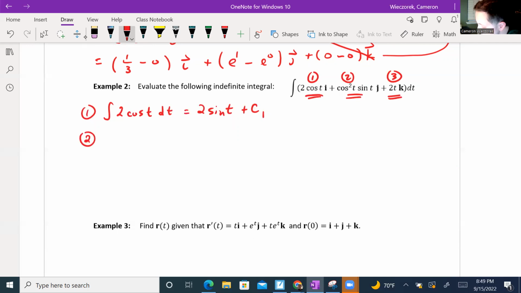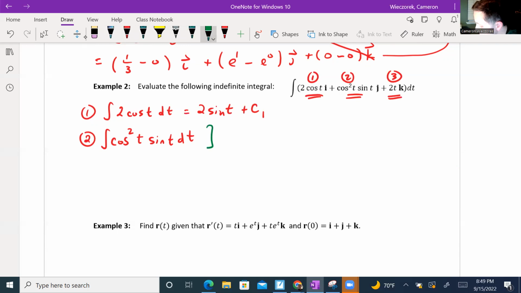For number 2, I've got cosine squared t sine t dt. Maybe for yourself, pause me for a minute and see if you can think about what technique you would need to evaluate this integral. This doesn't have a very clean antiderivative. You're not going to be able to do this directly. Okay, unpause. This is a u-substitution. So I'm going to write it off to the side.